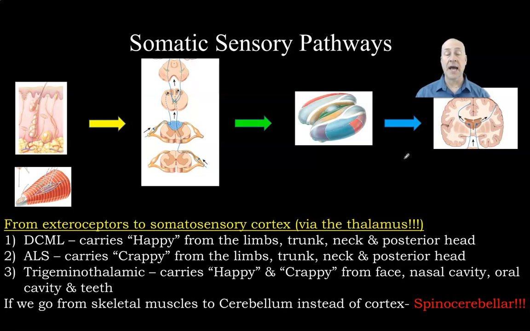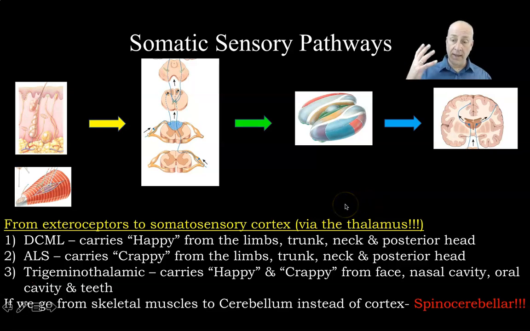So the DCML gets the happy, the ALS gets the crappy: the pain, crude pressure, the itch, the hot and cold temperature. ALS gets that and sends it up. And then the trigeminothalamic carries both the happy and the crappy from the face, nasal cavity, teeth, all those areas. Those first three are true thalamic pathways. The ALS, the DCML, and the trigeminothalamic are true pathways to the thalamus.